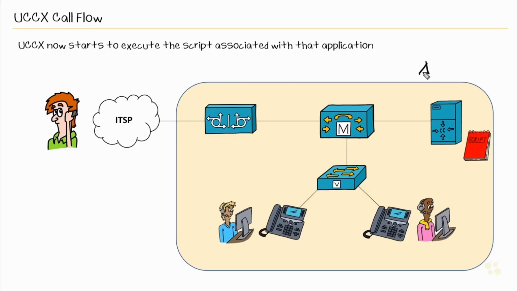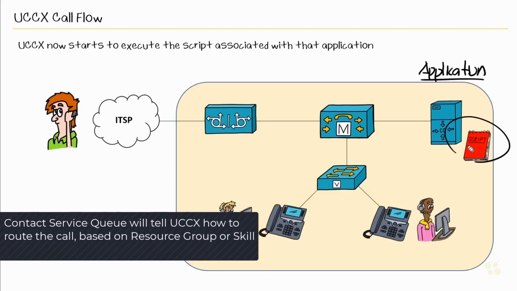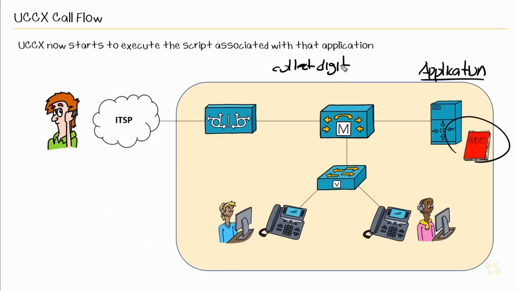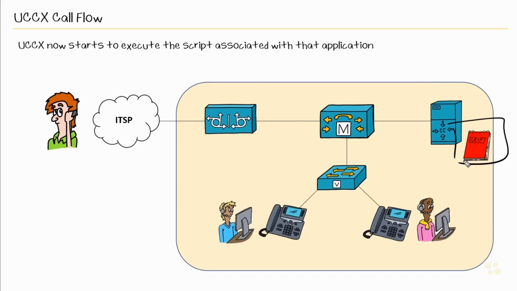So as we stated, CUCM now knows the extension of where it should send the call, it being the CTI port. So now that application starts to execute the script that's associated with that application, and here is where the magic happens. Does it play a menu? Does it route a caller to an agent? Does it need to collect digits so it can perform a database lookup? And this is what we'll spend the majority of our time on, writing these scripts for different scenarios to do different things.